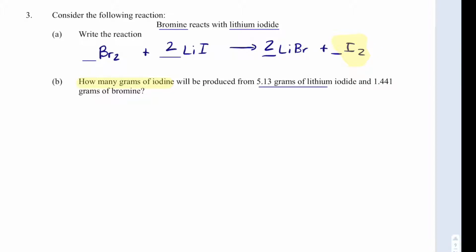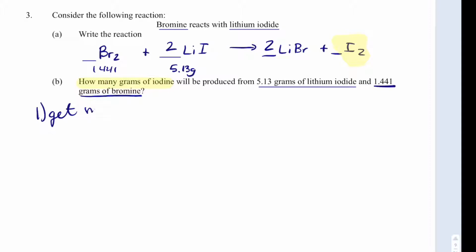with these random amounts of 5.13 grams of lithium iodide and 1.441 grams of bromine. So basically, I just need to take one of these numbers and convert it to iodine. The problem is I don't know which one to choose. And so when that happens, that's going to be a limiting reactant problem.